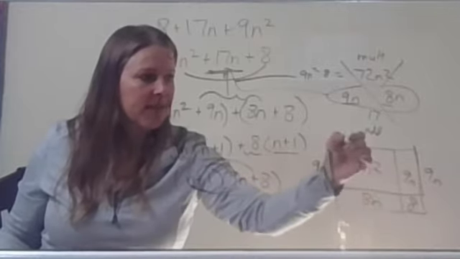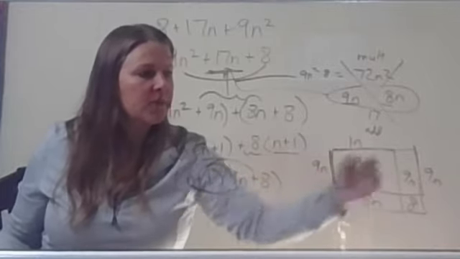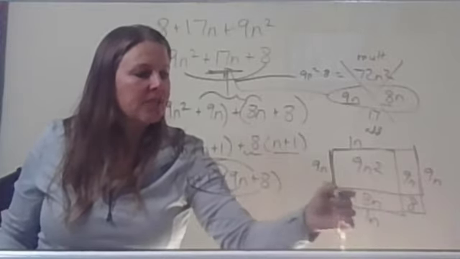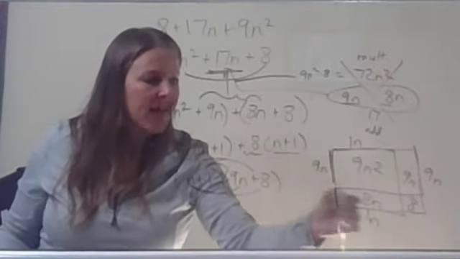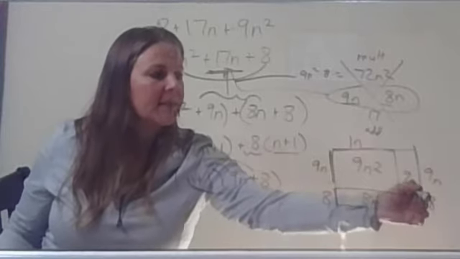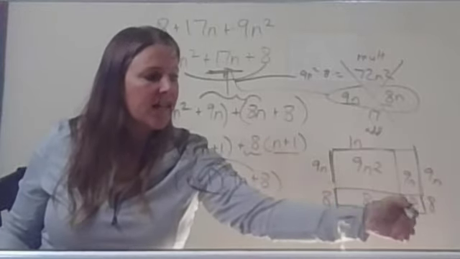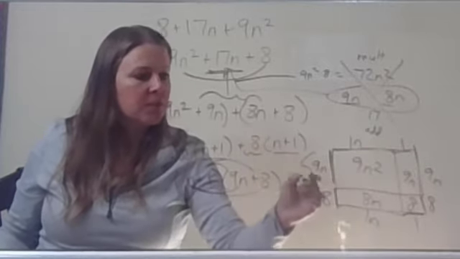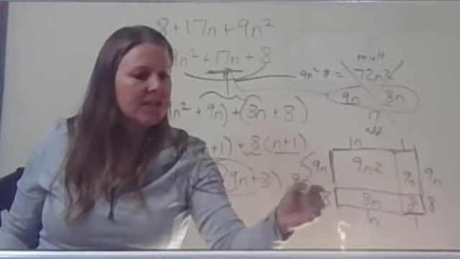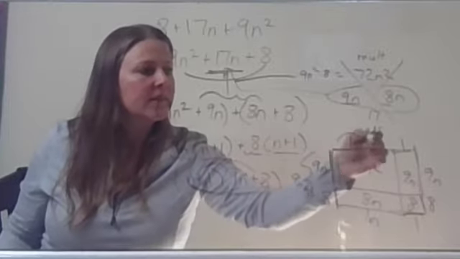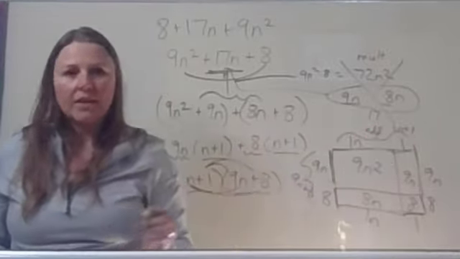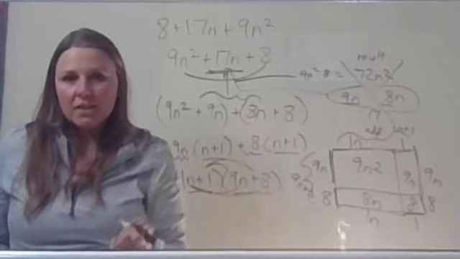9n times what gives 9n squared? That'd be 1n. So if this is 1n, this is 1n. 1n times what gives 8n? That'd be 8. So if this is 8, this is 8. And then 8 times what gives 8? That'd be 1. So if this is 1, this is 1. So that's where you get your 9n plus 8, right there. And this is where you get your 1n plus 1, which is right there. And you can put the 1 in front of the n, that's totally fine.